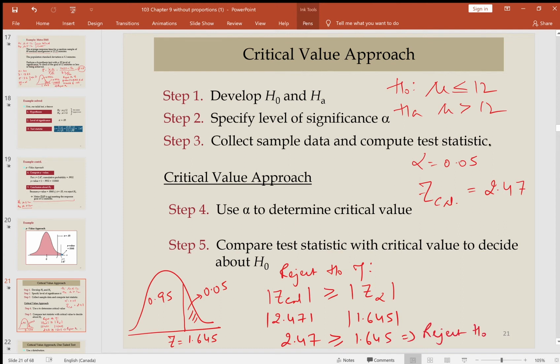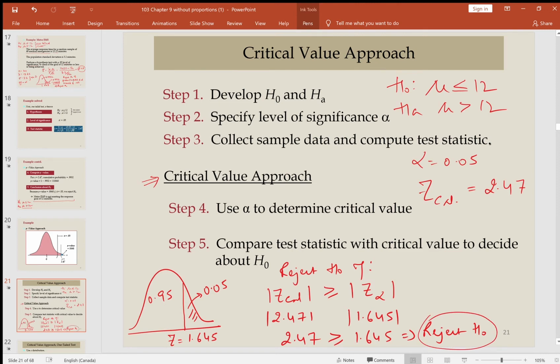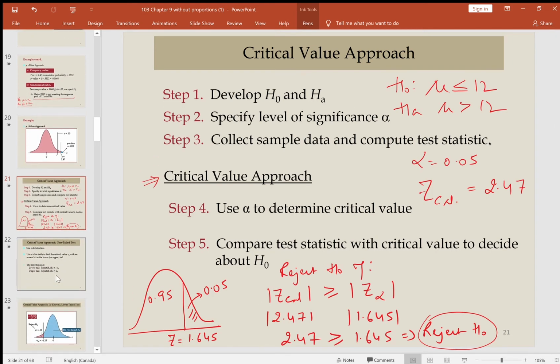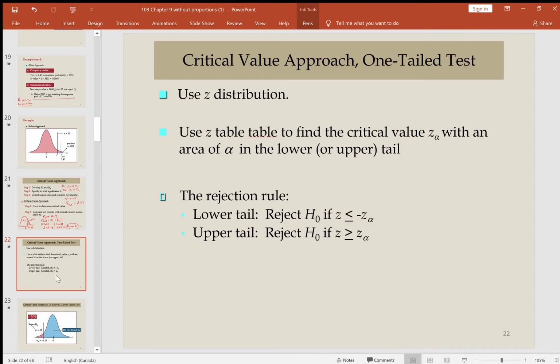As you can see, it doesn't matter whether we use the critical value approach or the p-value approach, we should still get the same answer, and in both cases we reject the null. Now if you don't want to use this absolute value approach, we already know that it's a one-tailed test, and we know sigma, the population standard deviation, so we are going to use the z-table approach. We use the z-table to find the critical value, z alpha, with an area of alpha in the lower or upper tail.